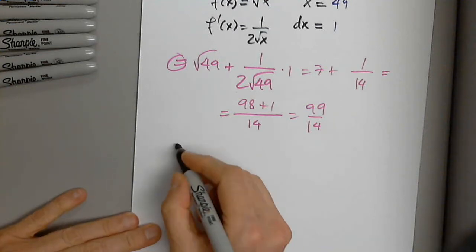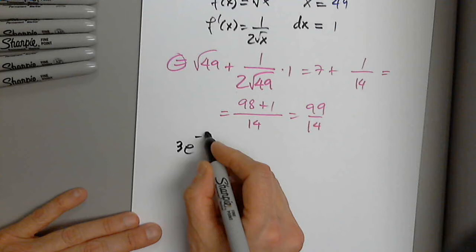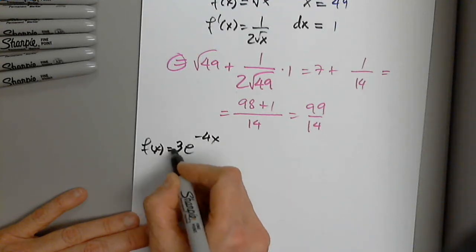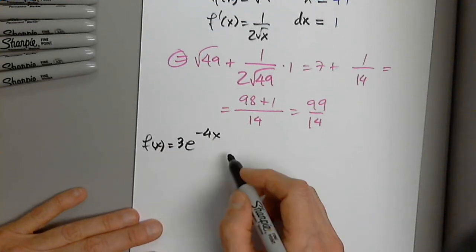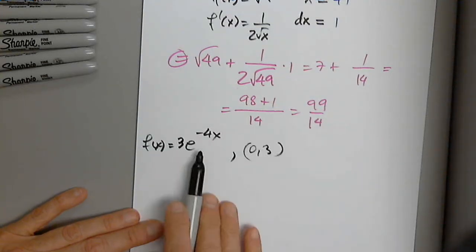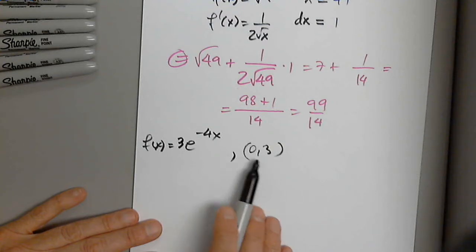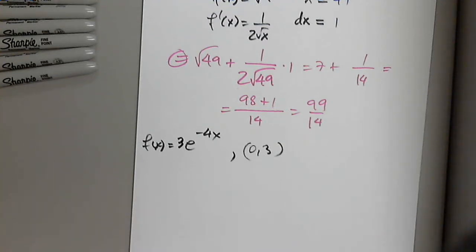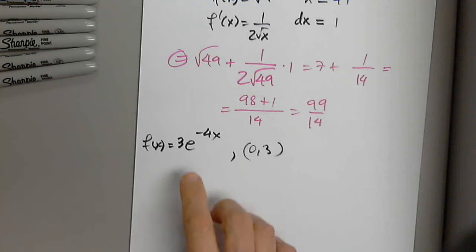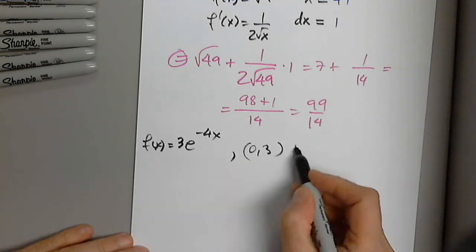It's 3e to the negative 4x. So this is our f of x. And then it says at the point (0, 3). Very good. Let's check. When x is 0, is y 3? Yes, of course, because e to 0 is 1, and 1 times 3 is 3. So this is indeed correct.